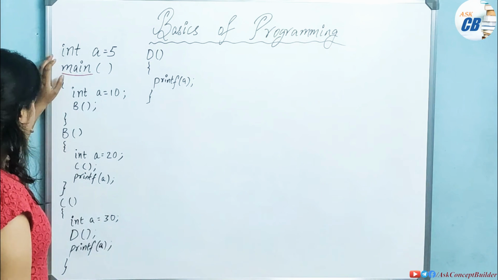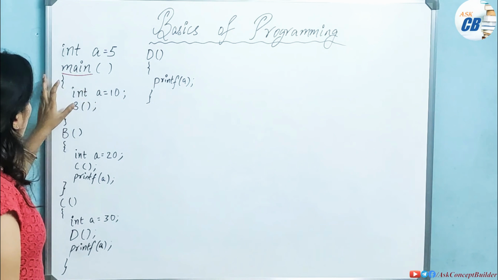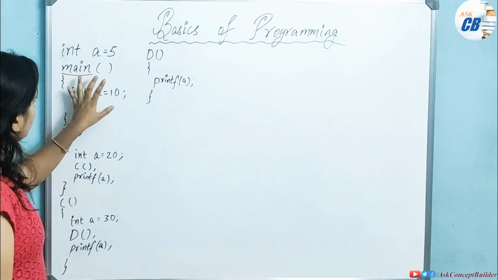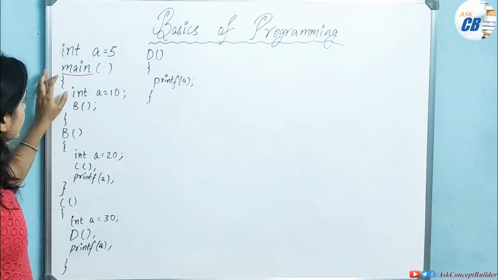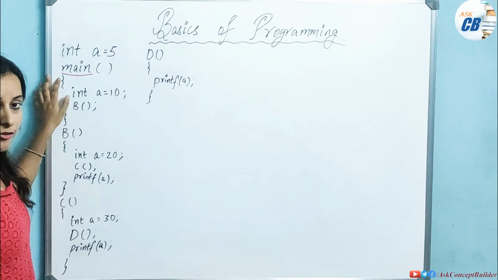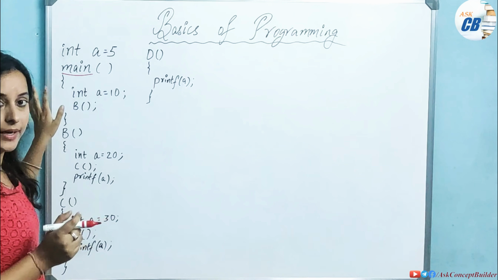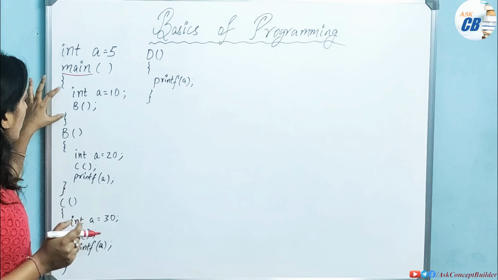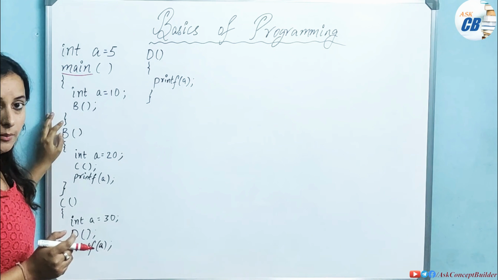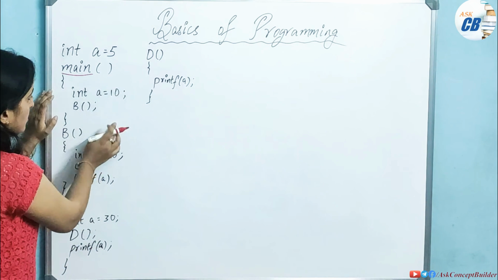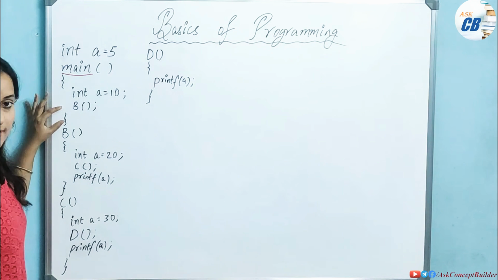Now your program has started from here. What are you seeing here? This is a main function, meaning a function with the name main. The start of your function is marked with this open curly bracket, and the end is marked with this closing curly bracket. So this function starts from here and ends here.